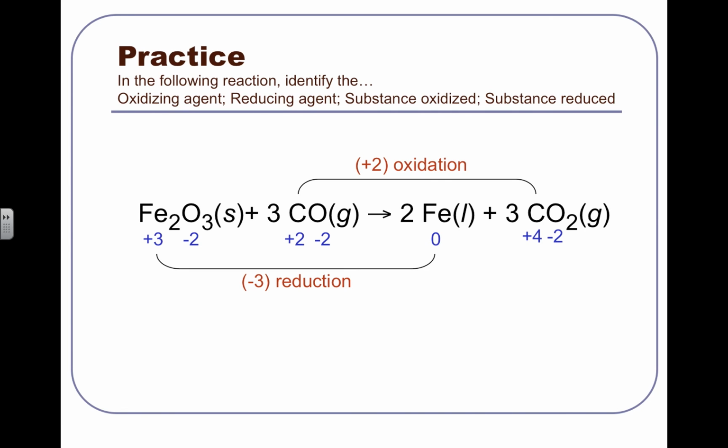And then we've got to figure out our agents. The agent is the whole reactant. So although carbon was what was oxidized, it's carbon monoxide that is the reducing agent. And although iron was reduced, it's the iron oxide that was the oxidizing agent.